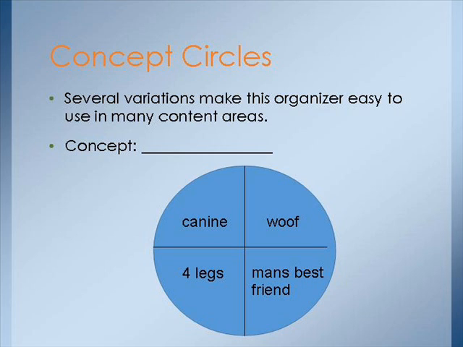Concept circles are easy to create, and several variations make this graphic organizer easy to use in many content areas. Divide a circle into as many sections as you need. Place a word or phrase that defines or describes the concept in each circle section. Students then determine what the concept is. In this example, canine, wolf, four legs, and man's best friend all help to define the concept of dog.